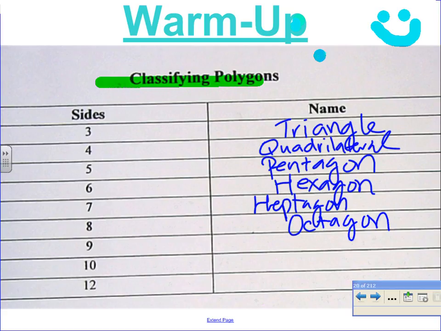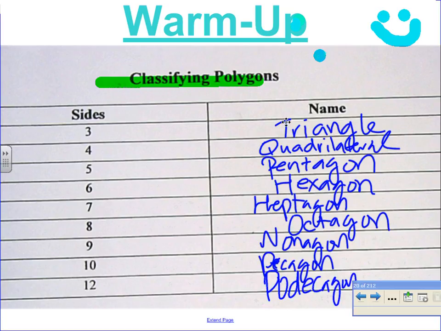Number 9, so 9 sides. Amberly? Good. Nonagon. 10 and 12. 10, Alexis? Good. Decagon. Okay, hold on. I'm getting to that. 12. Neil? Dodecagon. So 12, 6th grade. 12 is dodecagon.